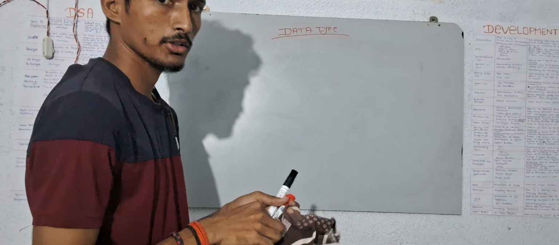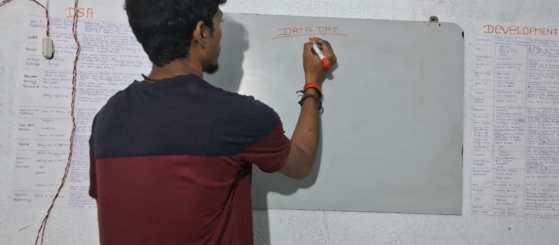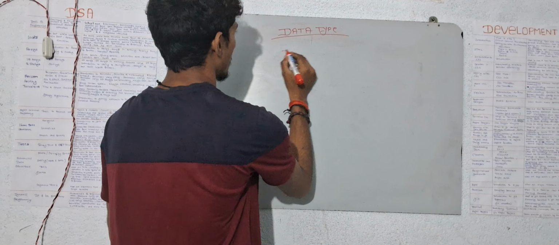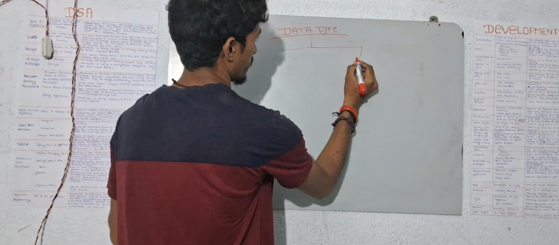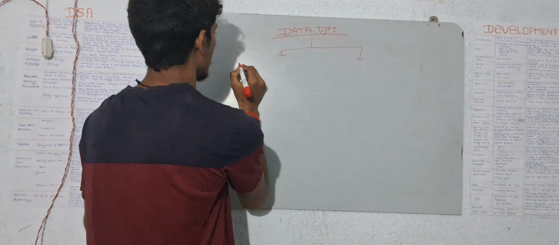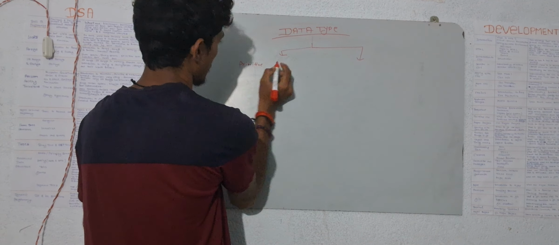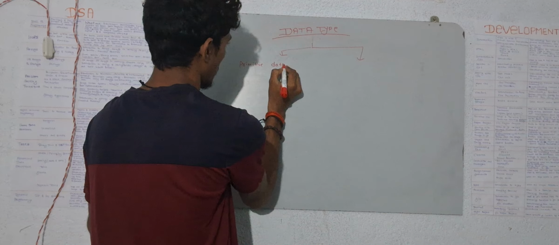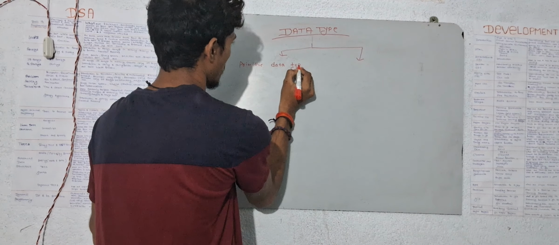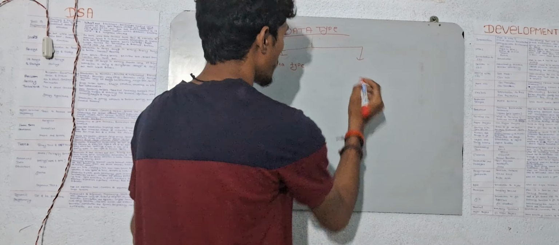In Java there are two types of data types. First is your primitive data types. Second is your non-primitive data types.